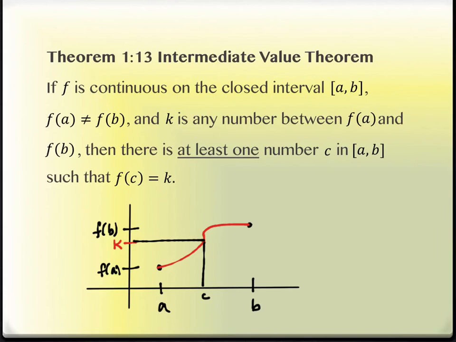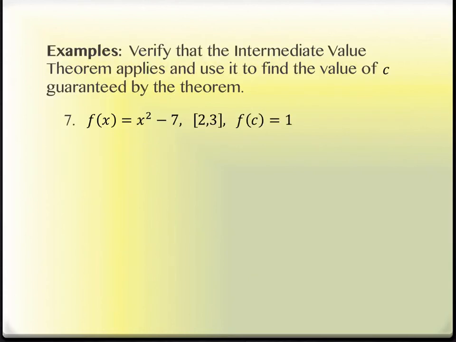There are some conditions that make this work. f has to be continuous. The endpoints can't match. And the k value has to be between those y values. Those are the three conditions. So as long as those three conditions hold, then the rest of the theorem follows. So when we're asked on example number 7 to verify the intermediate value theorem, we're asked to verify that those three conditions hold. So again, condition number 1 is that we have to verify that it's continuous.